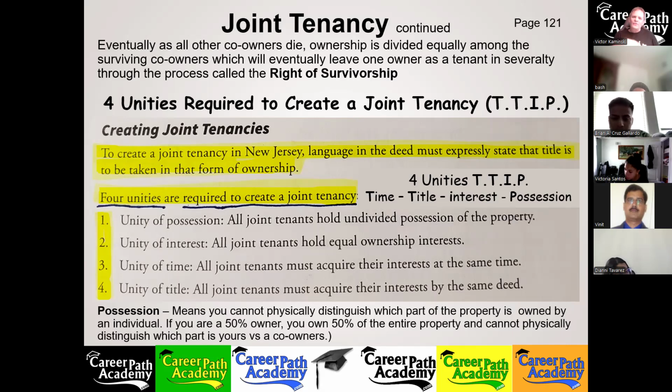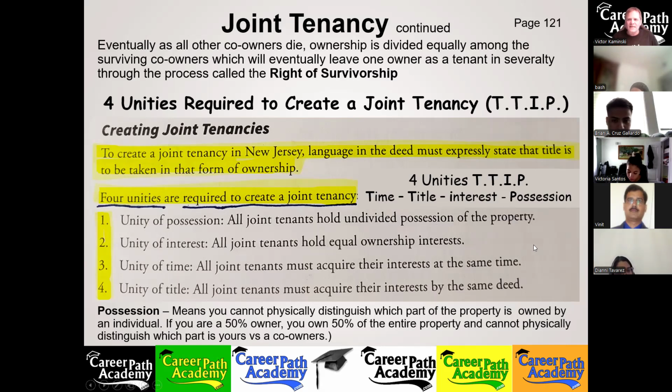Now, in order to create this joint tenancy, in order to get that right of survivorship, you have to specifically state in the deed, we wish to take ownership of this real estate in this manner as joint tenants together, because we want that right of survivorship.